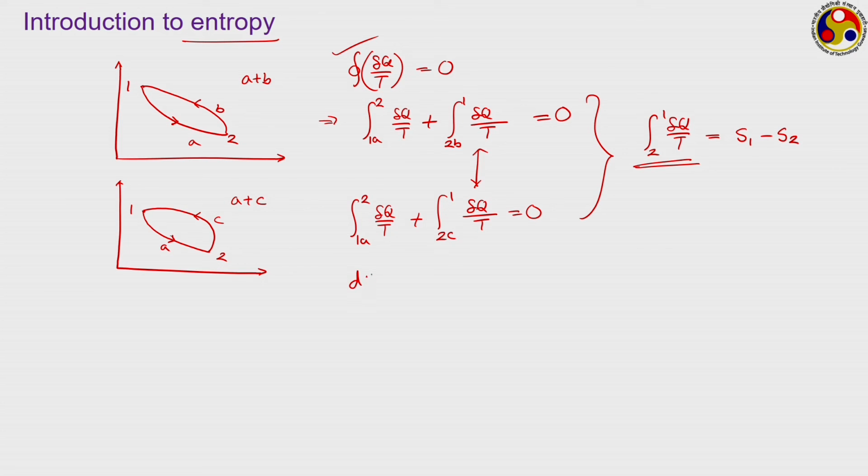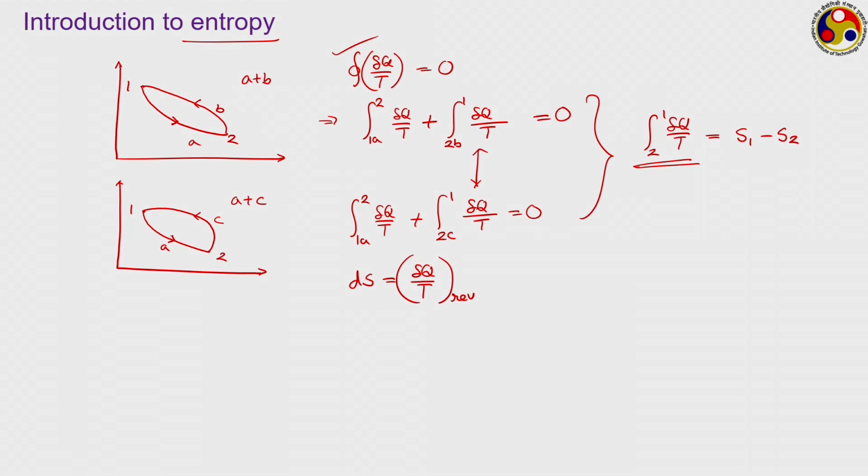So, the change in any property dS is defined as the quantity del q by T following a reversible path. As long as you are following a reversible path, just this del q by T is going to give you the change in property. However, one thing you have to be careful about, here we are going from one state point to another state point, that is from 1 to 2 or 2 to 1. So, regardless of whether you are following a reversible path or irreversible path, the change in entropy will always remain the same, because we are talking about a property.